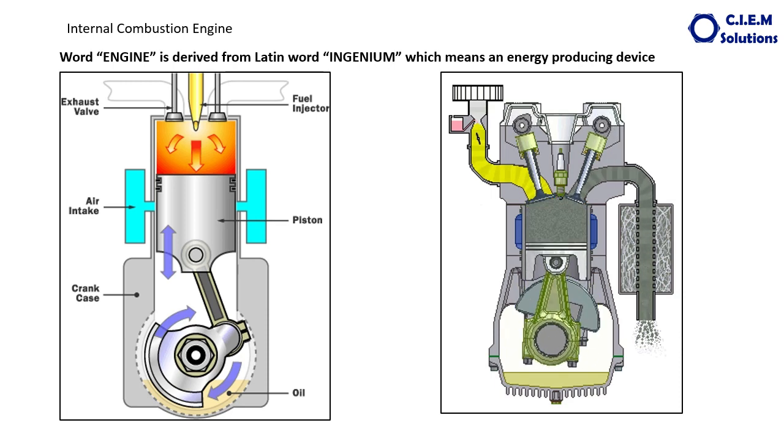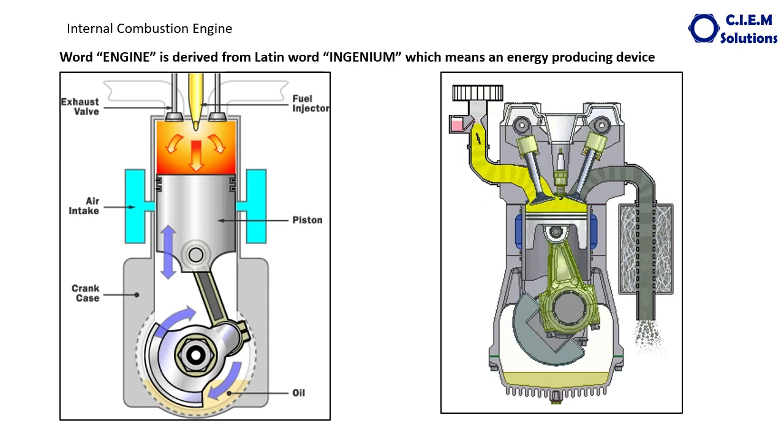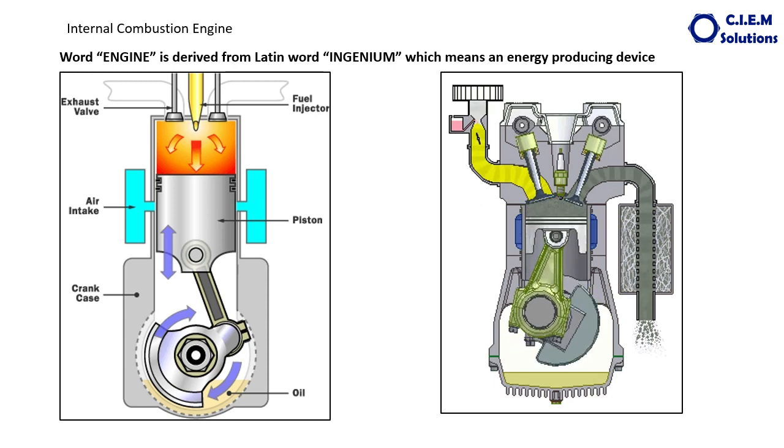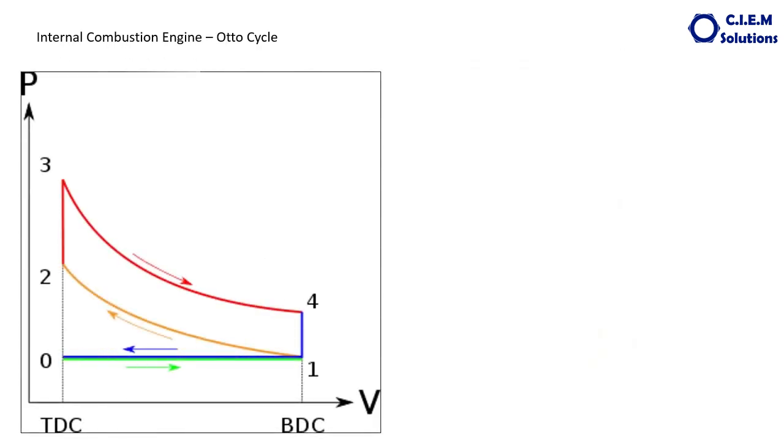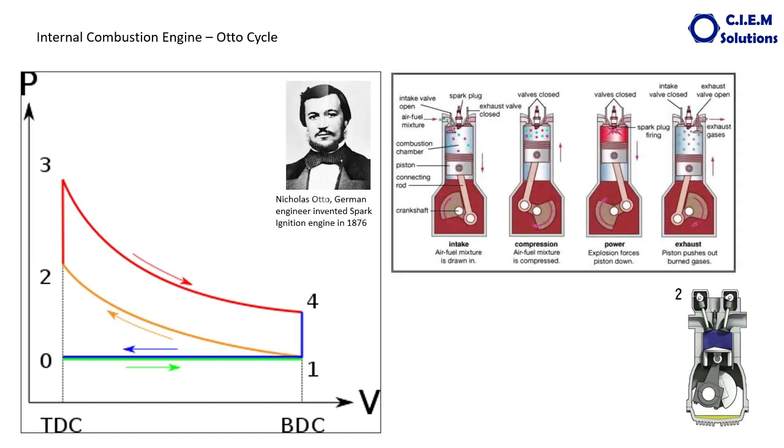These internal combustion engines work mainly on two thermodynamic principles. Which are those two thermodynamic principles? Let us see. One is the Otto cycle, which was invented by a German engineer, Nicholas Otto, in 1876. This is the Otto cycle.